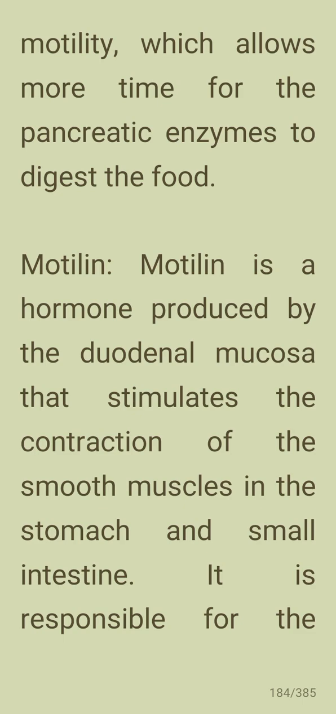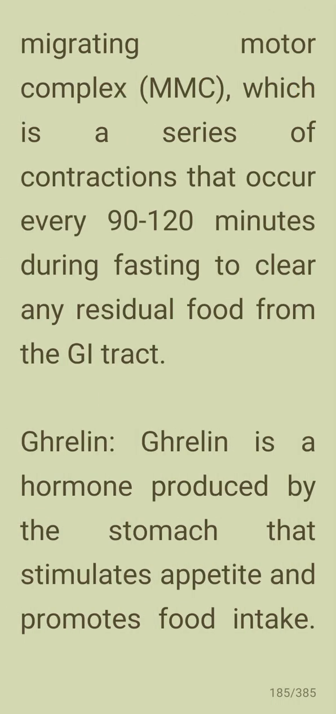Then motilin. Motilin is a hormone produced by the duodenal mucosa that stimulates the contraction of the smooth muscles in the stomach and small intestine. It is responsible for the migrating motor complex or MMC, which is a series of contractions that occur every 90 to 120 minutes during fasting to clear any residual food from the GI tract.